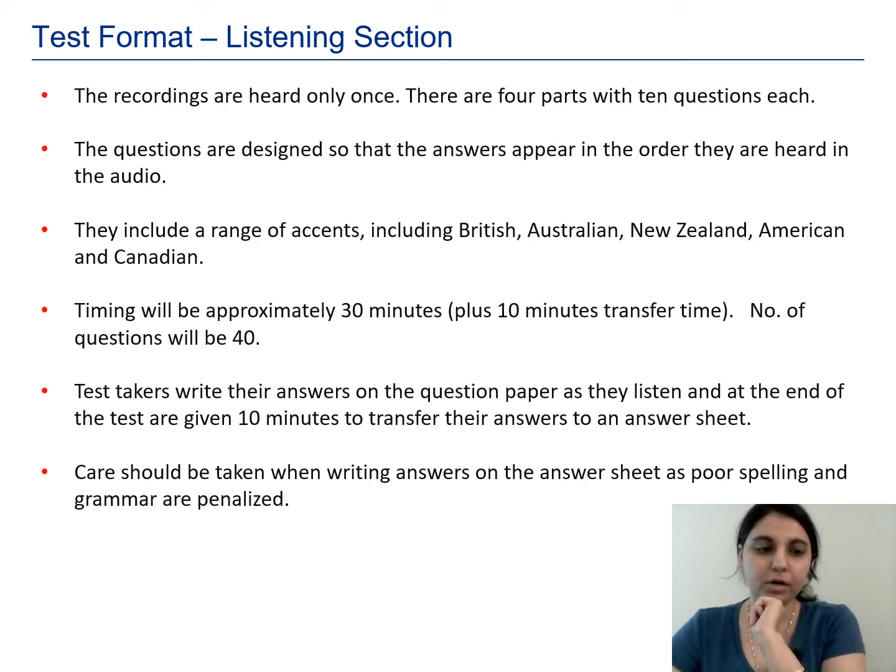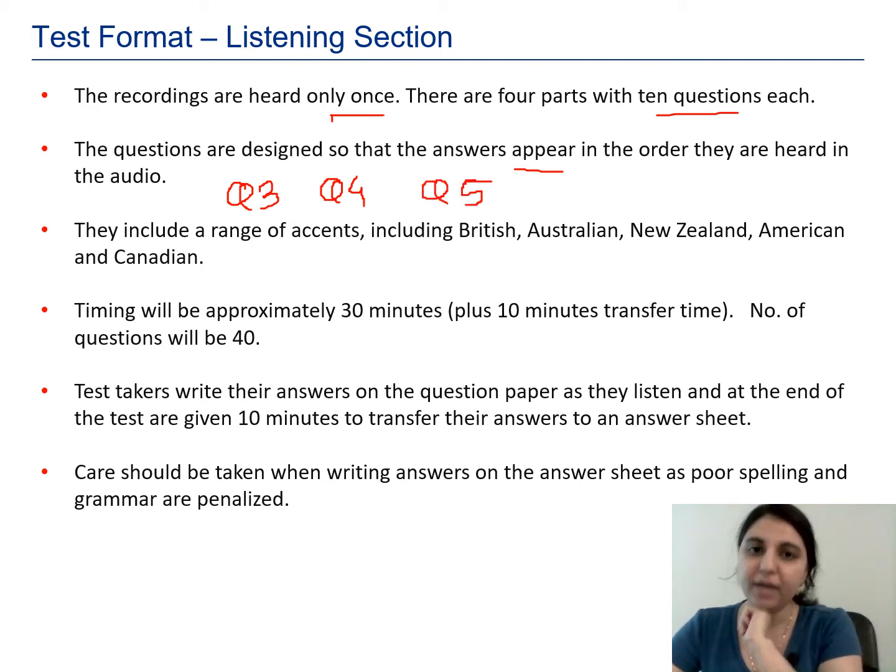The recordings are heard only once, and there are 4 parts with 10 questions each. The questions are designed so that the answers appear in the order they are heard in the audio. So what does that mean? This means that the answer to question 4 will be heard only after the answer to question 3, and before the answer to question 5. So as the audio goes ahead, you will be able to answer the next and next questions. They include a range of accents including British, Australian, New Zealand, American and Canadian.